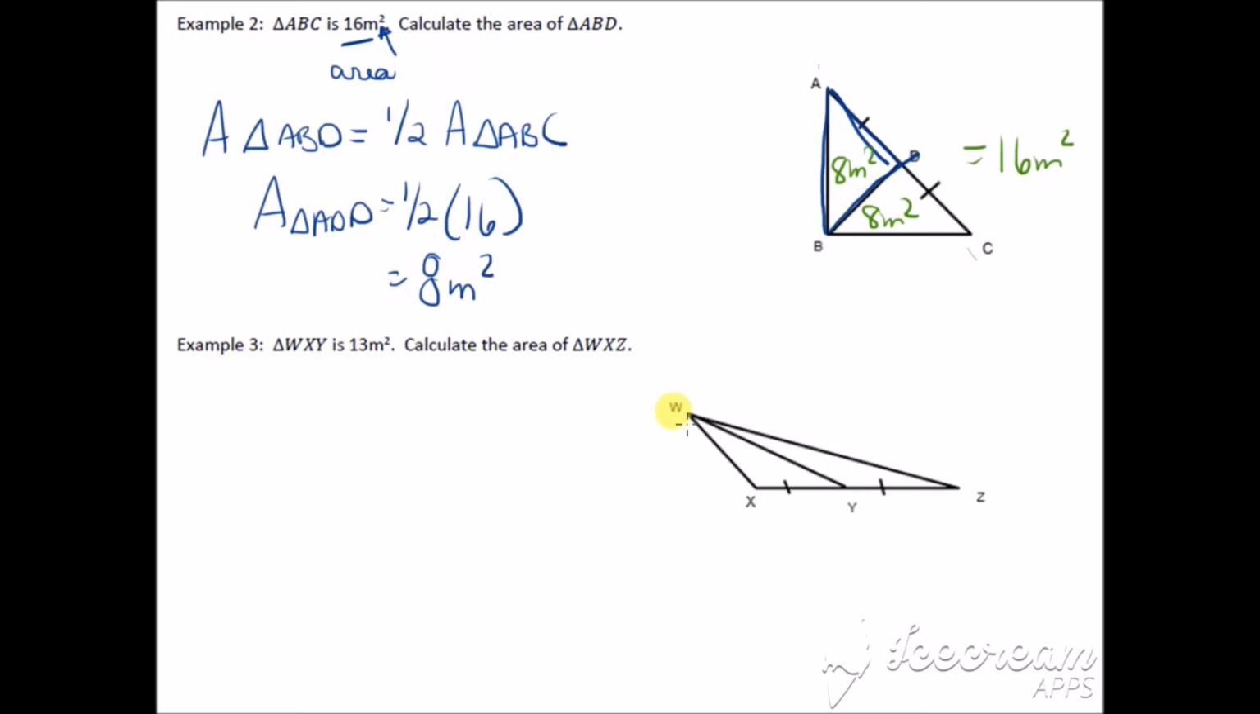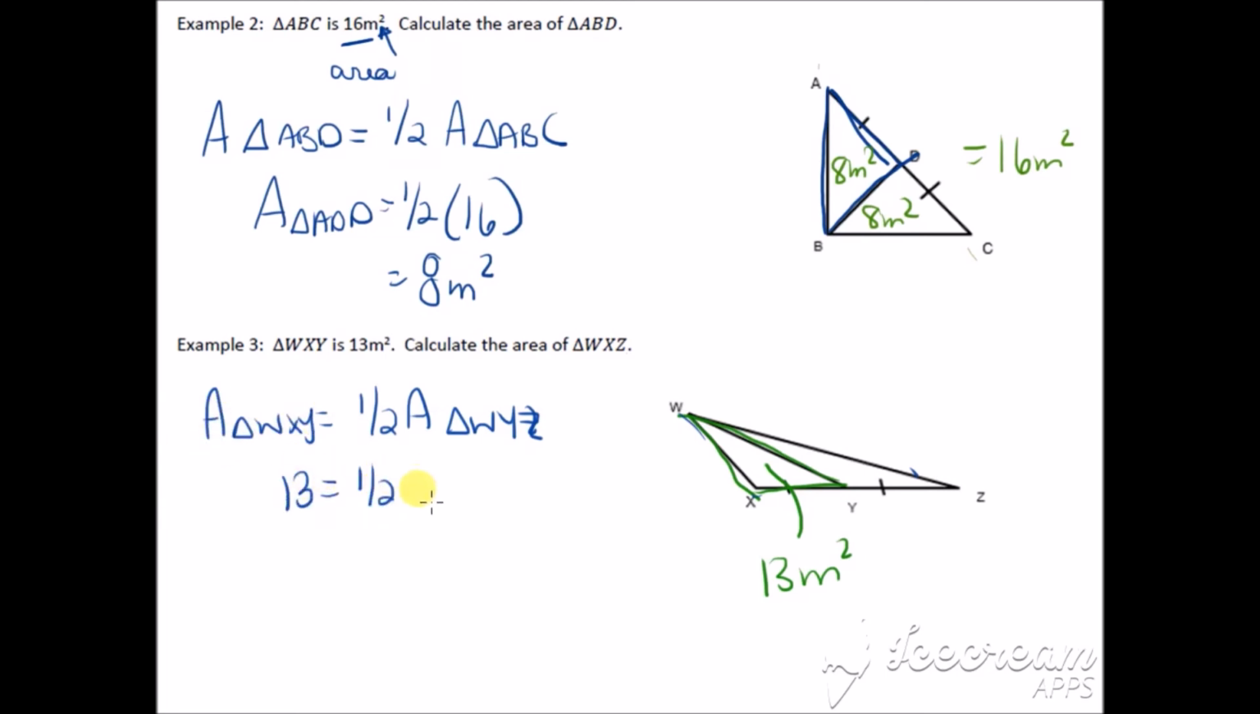Okay, example 3. Triangle WXY, so we have WXY, which is this little one here. This one here is 13 meters squared, the area. Calculate the area of WXZ. So if we look at WXZ, the area of triangle WXY is going to be half the area of triangle WXZ. So the area of WXY is 13, and that's going to be half the area of triangle WXZ.